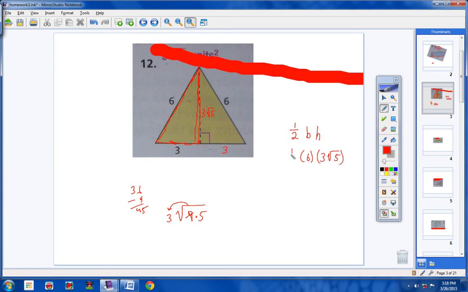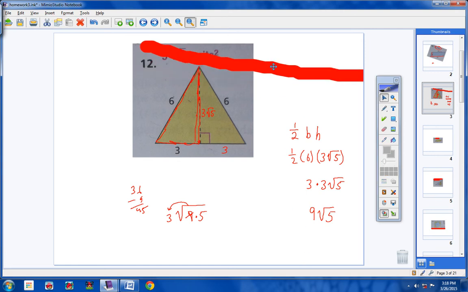So here we go, guys, pretty easy. 1/2 times 6 is 3. So now I have 3 times 3 square root of 5. Well, 3 times 3 square root of 5, you multiply outside number times outside number. So 3 times 3 is going to be 9 square root of 5. Okay, 9 square root of 5. And that is the area, and that would be, did I mess up somewhere? Let's see, 36 minus 9 would be 45. Let me check my work here real quick.